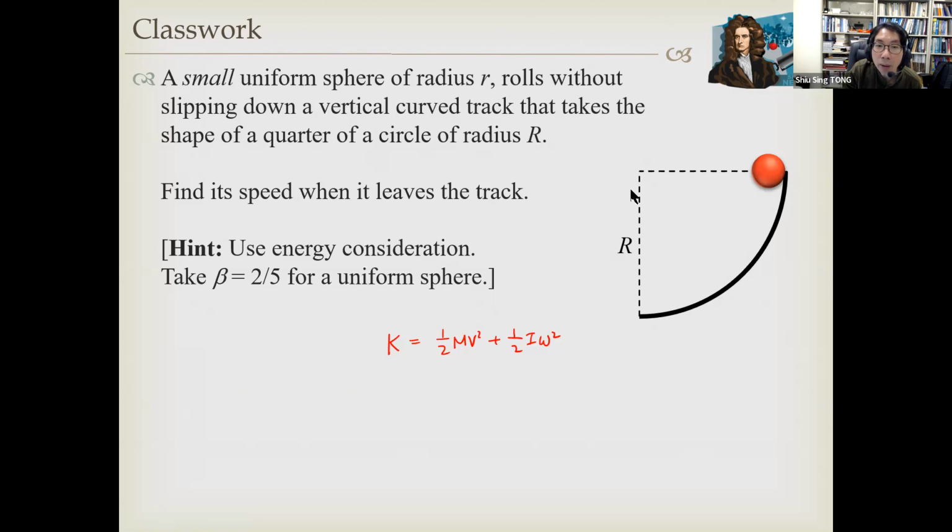I see your response now. All right. Let's see if your answer is correct. You got 10 gR over 7. Let's see if the answer is correct. Okay. Anybody got another answer?